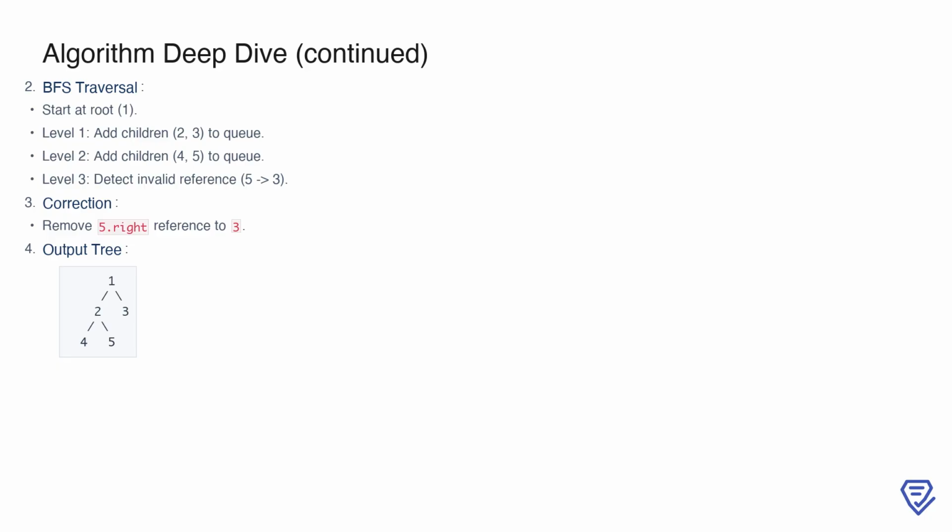After this correction, the tree is restored to its proper structure. The corrected tree has 1 as the root, with 2 and 3 as its children. Node 2 has 2 children, 4 and 5, and no invalid connections remain. This example demonstrates how the algorithm efficiently identifies and removes the invalid node, ensuring the tree is properly corrected.